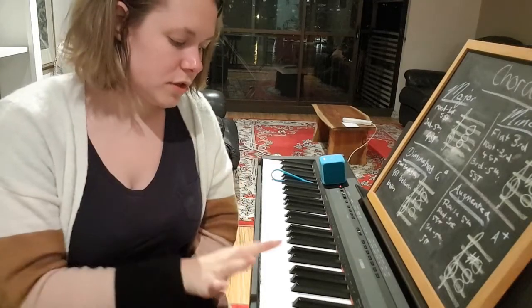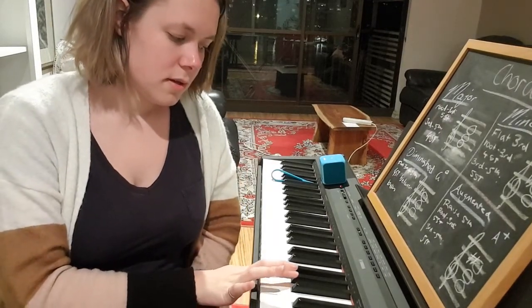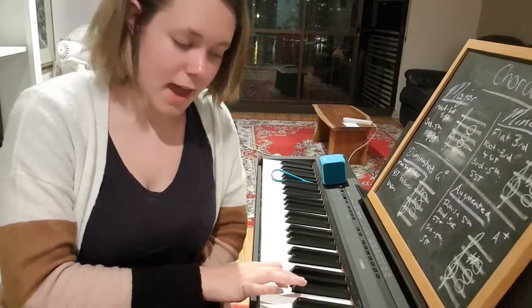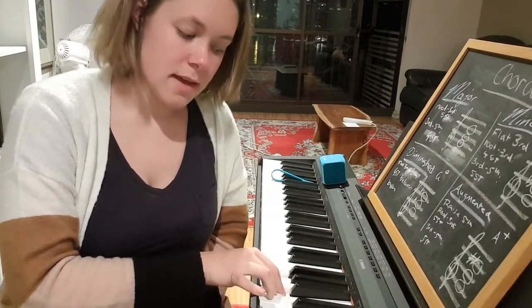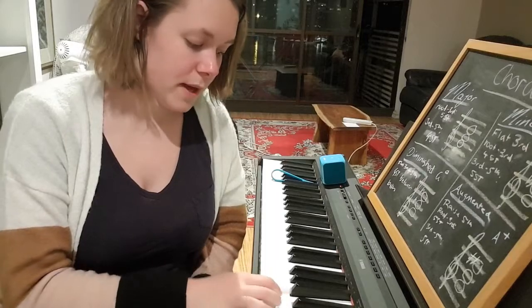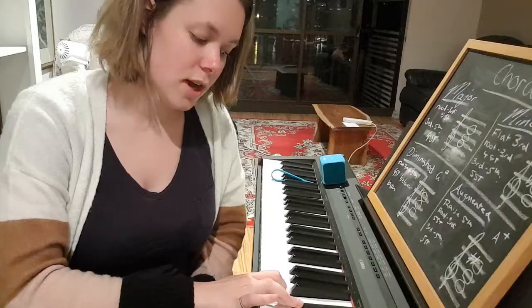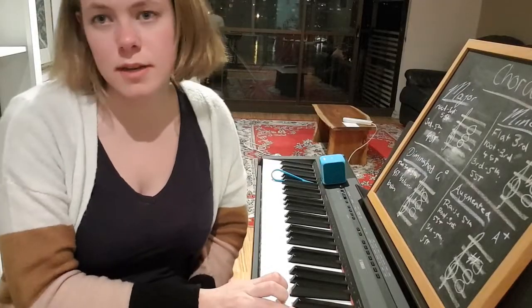So we've got G, G sharp, A sharp, B, which is our first 5, and then from the B we've got B, C, C sharp, D, D sharp, which is another 5.